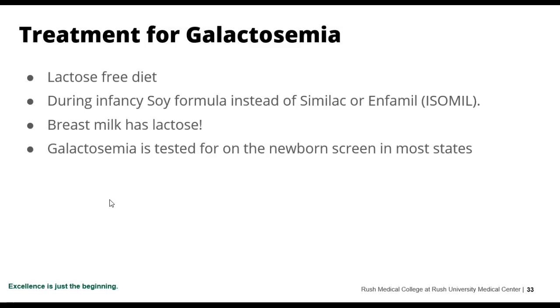And again, it is tested for in most states. But you would never be asked what is on a newborn screen because every state's a little different. But you could be asked, a baby is diagnosed, there's concern on the newborn screen for galactosemia, what would you do? And what you would do is switch the baby from breast milk to a soy formula.